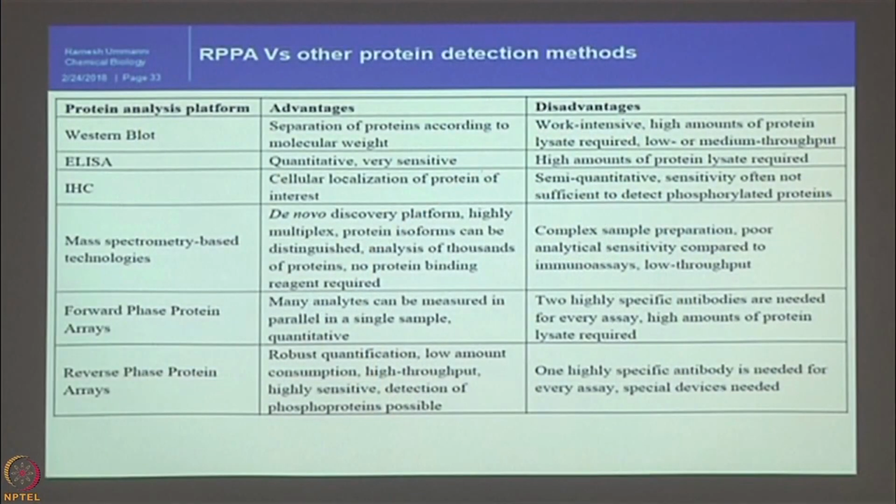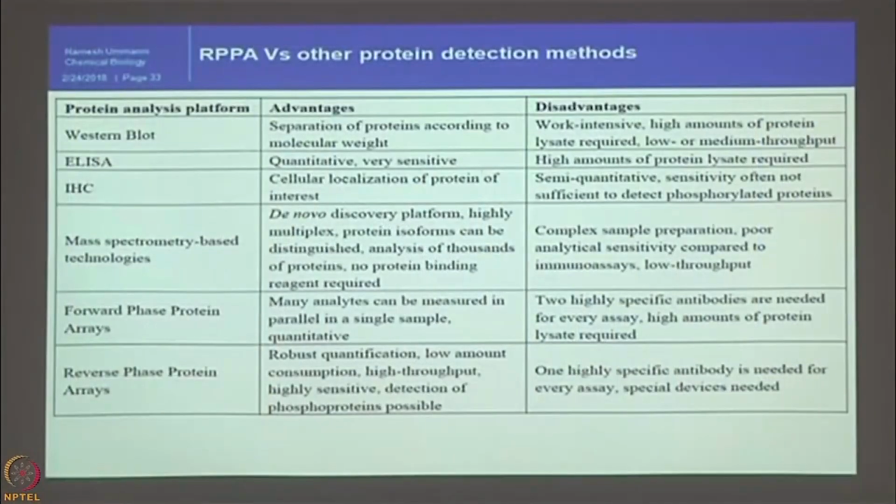And forward protein arrays, many analytes can be measured in parallel in a single sample, and it is quantitative. The disadvantage is that two highly specific antibodies are required there also, because the antibody captures the analyte, right. So the capture antibody also should be highly specific.